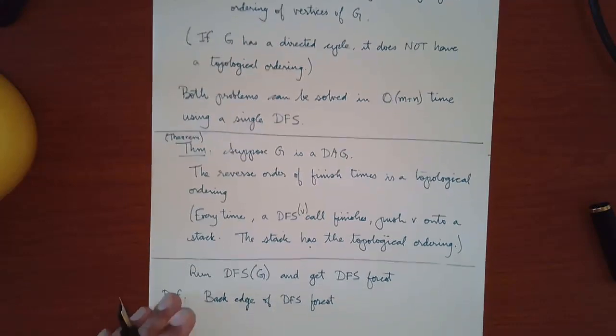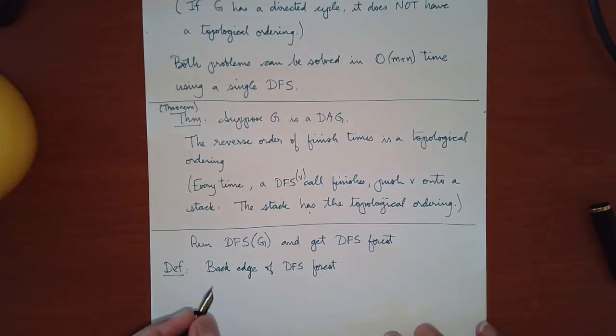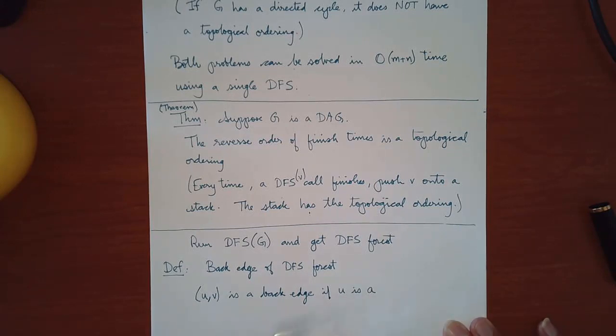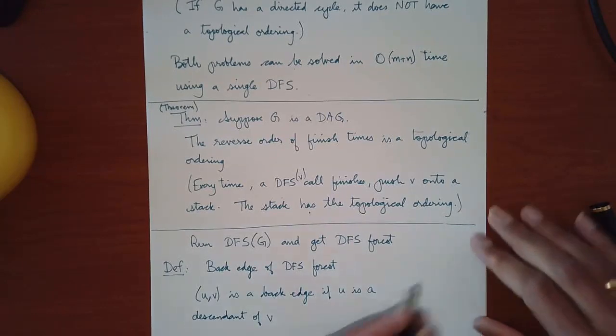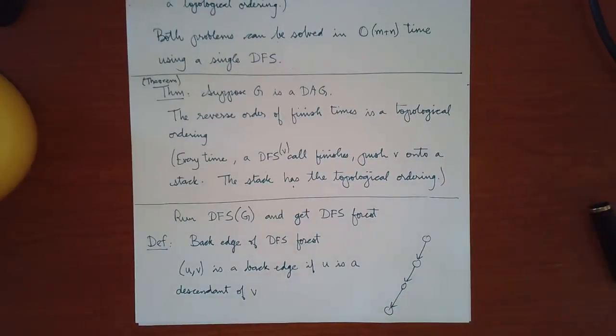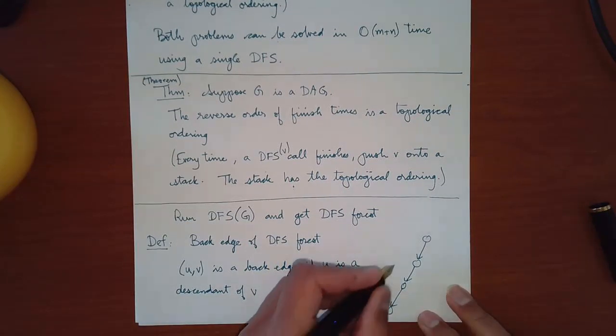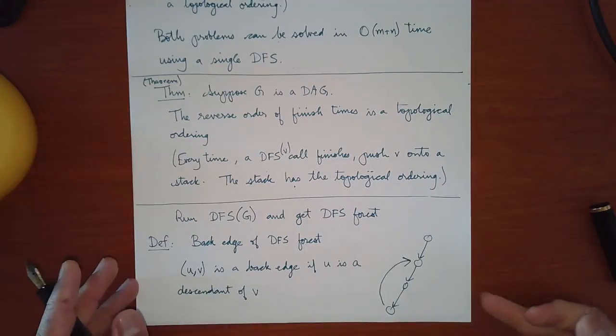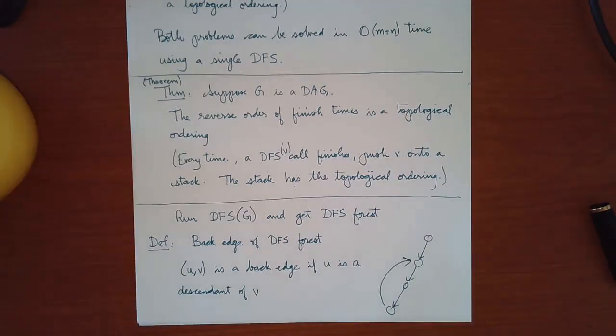So what is a back edge? UV is a back edge if U is a descendant of V. What this means is your DFS forest looks something like this, and a back edge is an edge that goes from a descendant to an ancestor. Okay? Is this clear?